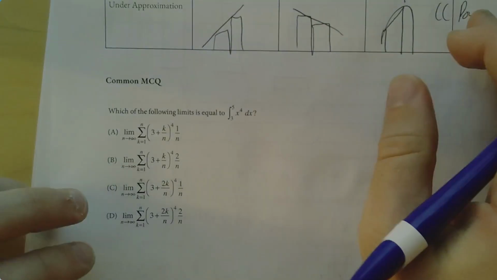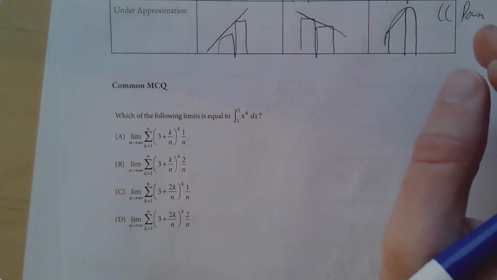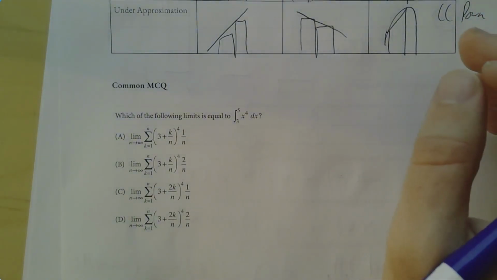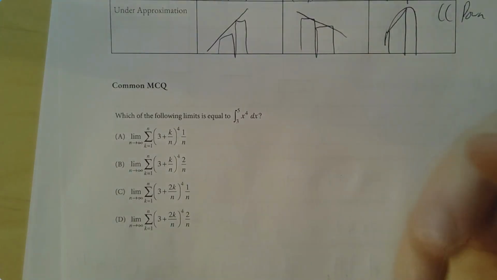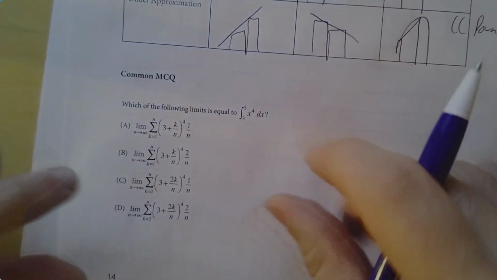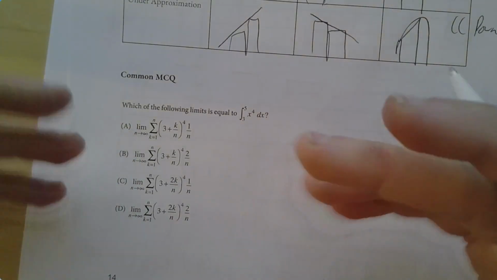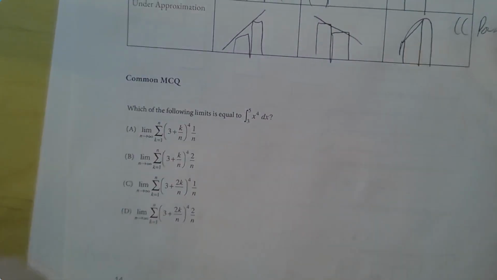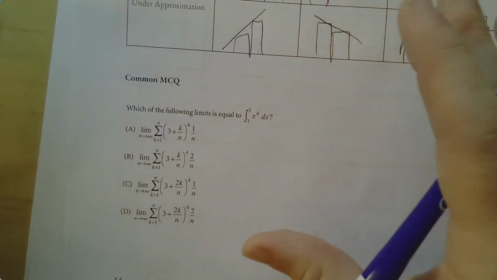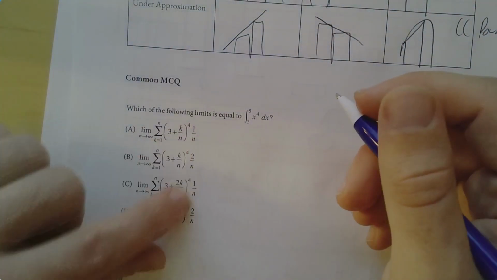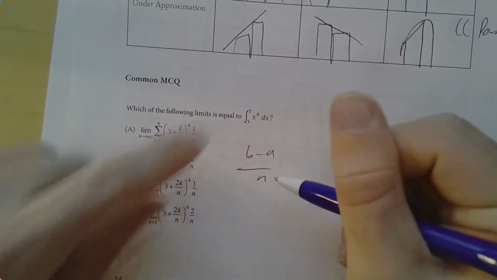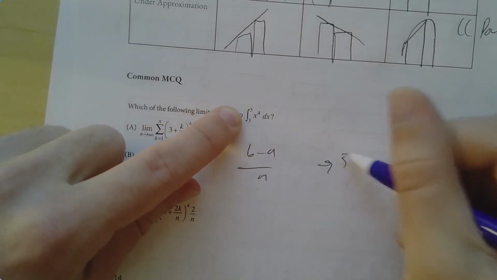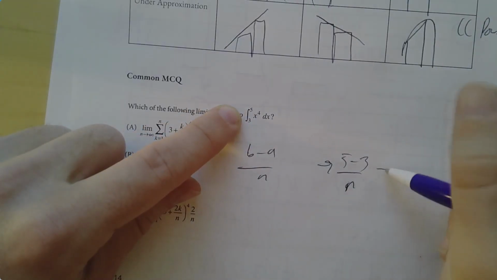It's one of those pattern recognition problems. That's how I interpret it. Personally, I don't think about the inner meaning of this limit, although I could if I wanted to. I just remember the pattern. The pattern is you have something over n, and that something over n is (b minus a) over n. So if it's 5 and 3, it's 5 minus 3 over n, so that's just 2 over n.